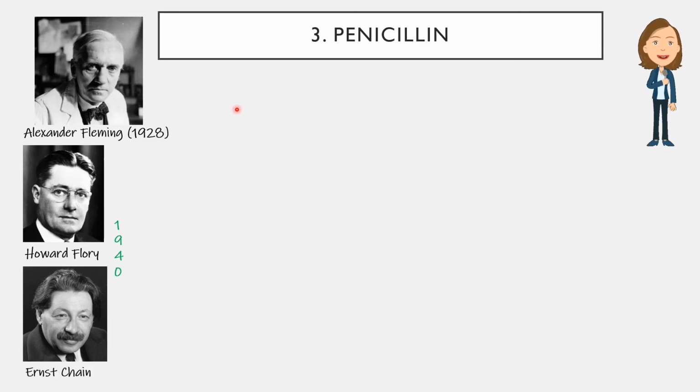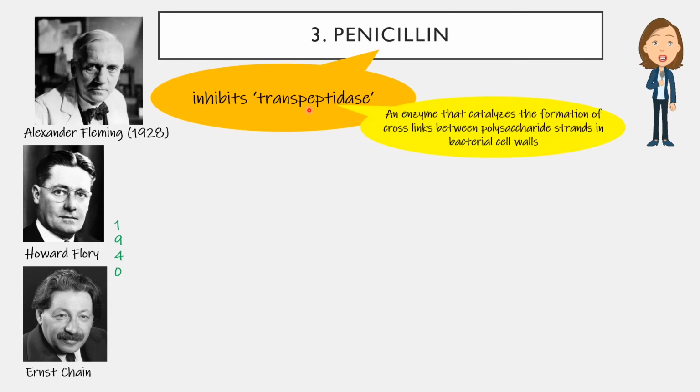Penicillins inhibit transpeptidase, an enzyme that catalyzes the formation of peptide crosslinks between polysaccharide strands in bacterial cell walls. These crosslinks strengthen cell walls. A strong cell wall is necessary to protect the bacterium from lysis. By inhibiting transpeptidase, penicillin prevents the formation of a strong cell wall. Any osmotic or mechanical shock then causes lysis, killing the bacterium.